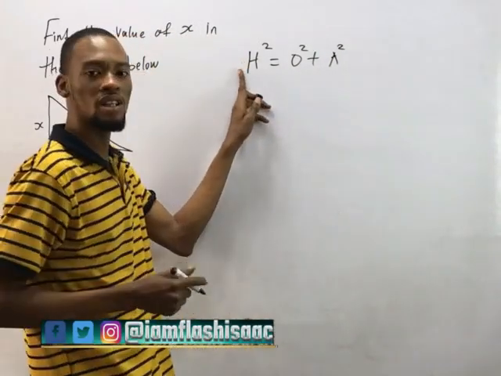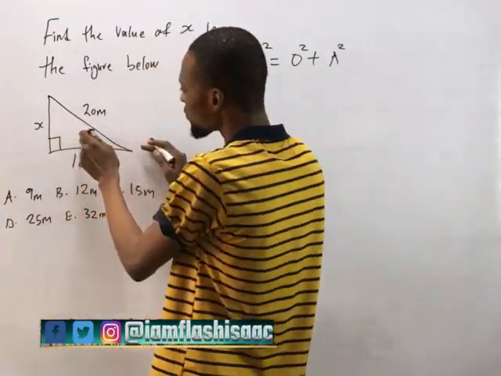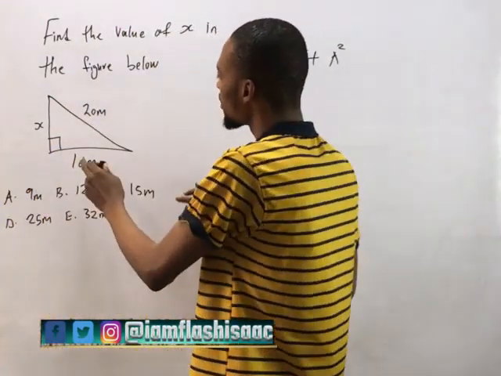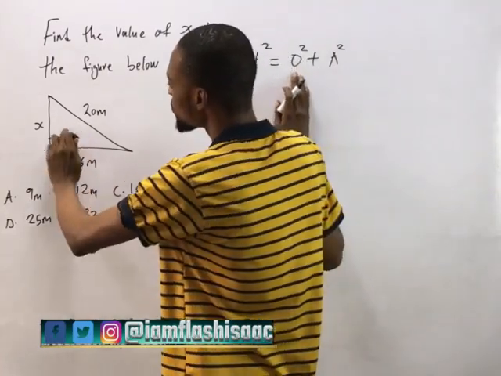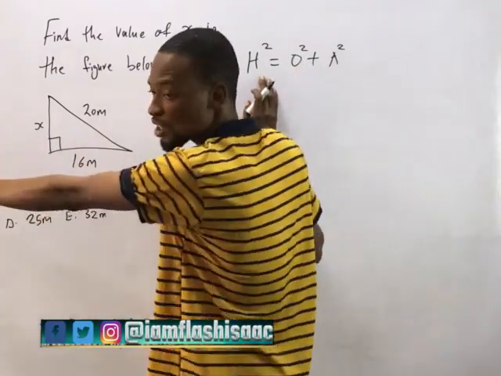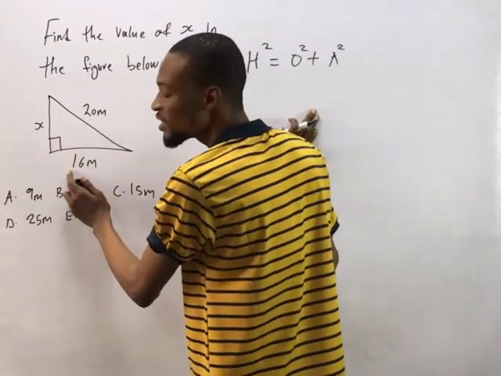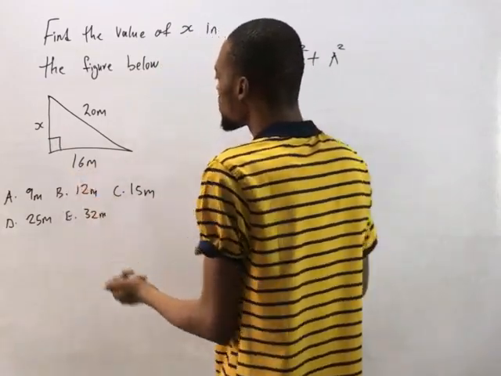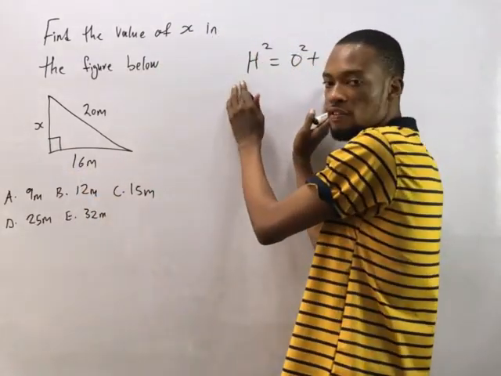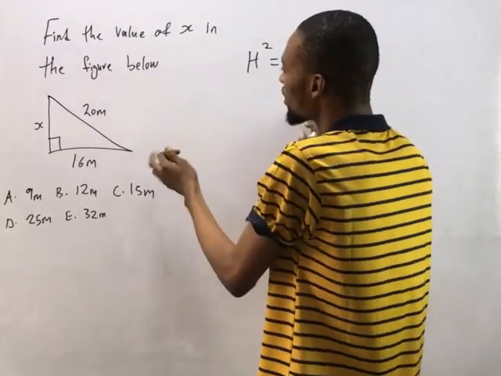Now, h is the what? Hypotenuse. This is the longest part. It's called the hypotenuse. O is opposite. This is the opposite. So that is opposite the hypotenuse. A stands for adjacent. So adjacent is this down angle. So what you simply do is substitute into this formula. H is what?